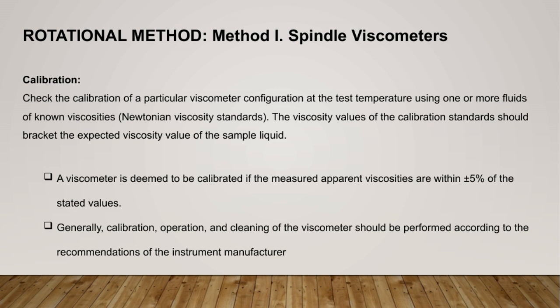Remember, a viscometer is considered properly calibrated if the apparent viscosities you measure are within plus or minus 5% of the standard values. Also, to maintain accuracy and consistency, it's best to follow the manufacturer's recommendations for calibration, operation, and cleaning. This ensures your viscometer performs reliably over time, helping you get precise, reproducible results that are essential for your analysis.